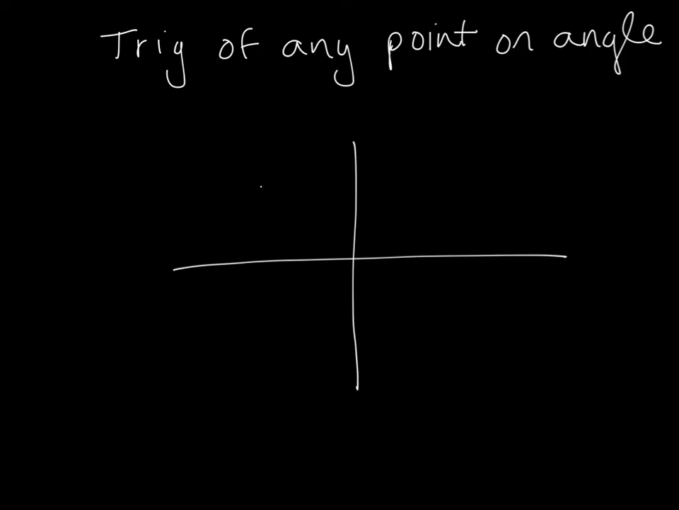So here's kind of a weird one, but it's a nice little break from some of the stuff we've been working on. We're going to be doing the trig of any point on an angle. So here's what's happening. You'll be given a point, and let's just call it xy for now. Let's just say it's somewhere out here. So this is x comma y.